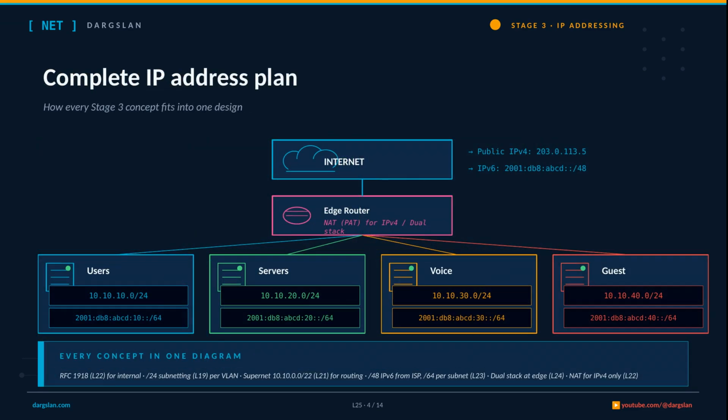Now watch how those 7 beats collapse into a single design. The ISP hands us a public IPv4 address and a /48 of IPv6, both terminating at the edge router. Internally, we carve RFC 1918 space into 4 /24s, users, servers, voice, and guest, each paired with its own /64 of IPv6 from our /48. Those 4 /24s summarize cleanly into 10.10.0.0/22 for routing. The edge runs dual stack outward and NATs only the IPv4 side. Every Stage 3 concept, one diagram.